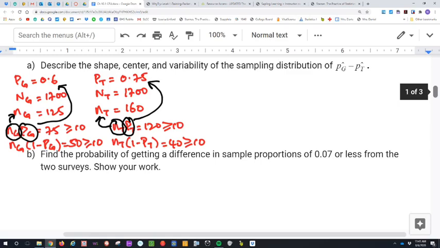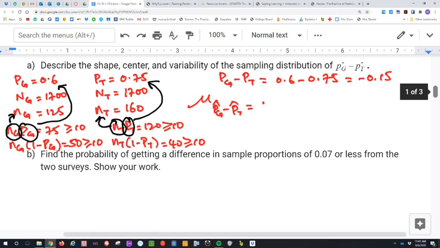So we know now that the shape is approximately normal. When we're dealing with proportions, we have to use n times p greater than or equal to 10 and n times 1 minus p greater than or equal to 10. We do not use CLT to find shape for proportions. So now, p G minus p T, the population proportion from Granger minus the population proportion from Taylorsville, equals 0.6 minus 0.75, which equals negative 0.15.